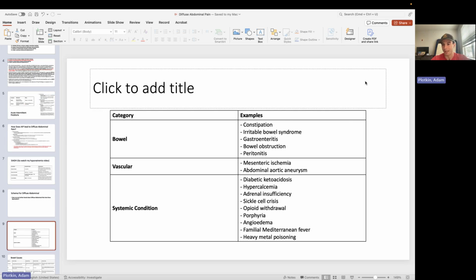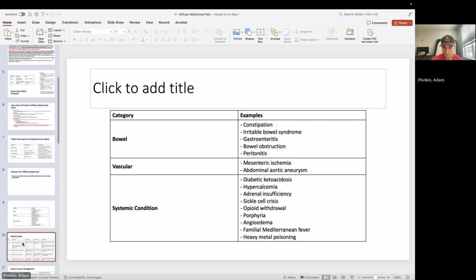So I like breaking it down into different categories of bowel, vascular, and systemic, right? These are the way Dr. Mansour breaks it down into his frameworks for internal medicine. And I've kind of added to it, and I will expand upon them as we move forward. I think it's a beautiful framework to try to think through these. So like bowel, we can consider constipation, IBS, gastroenteritis, bowel obstruction, peritonitis. Vascular are mesenteric ischemia and AAA. Systemic: DKA, hypercalcemia, adrenal insufficiency, sickle cell, opioid withdrawal, porphyria, which we talked about, angioedema, FMF, and heavy metal poisoning.